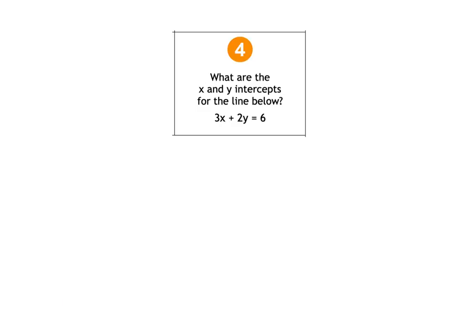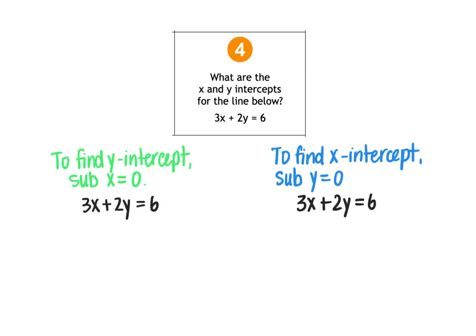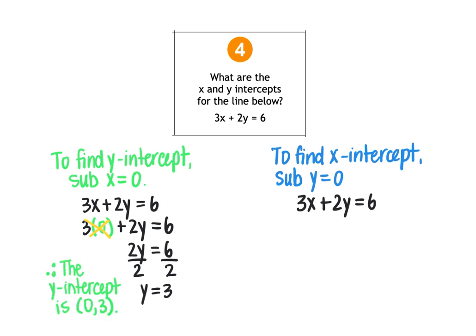This question asks us to find the x and the y-intercepts of the line 3x plus 2y equals 6. Once again, we can sub our zeros in to find our intercepts. To find our y-intercept, we'll sub x equals 0. So we'll have 3 times 0 plus 2y equals 6, or just 2y equals 6. We can divide both sides by 2 to get a y-intercept of 3. So our y-intercept will be (0, 3).